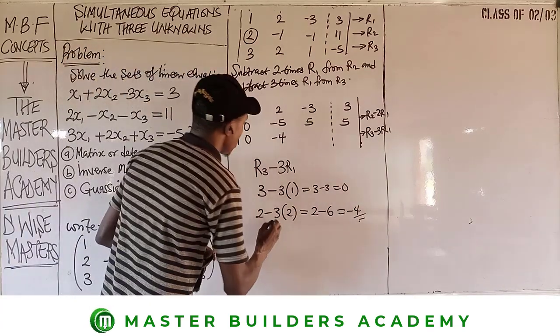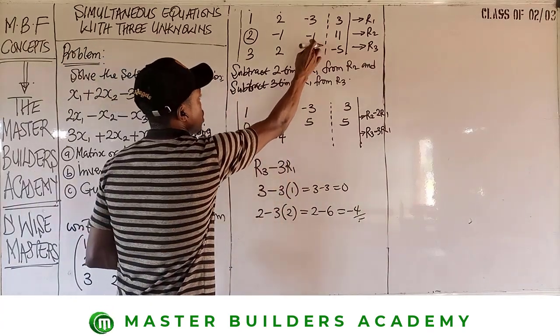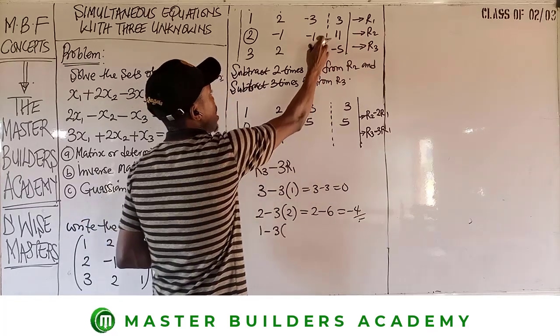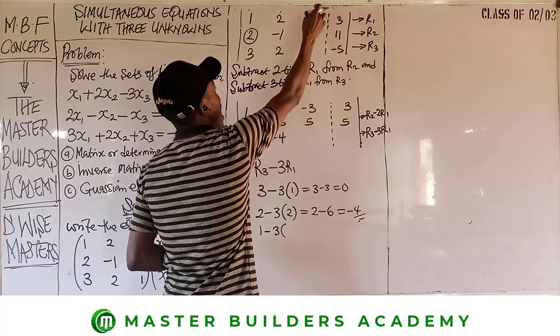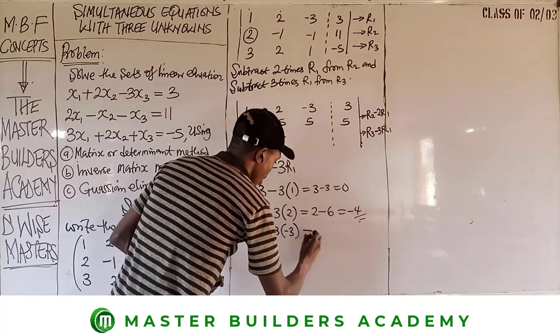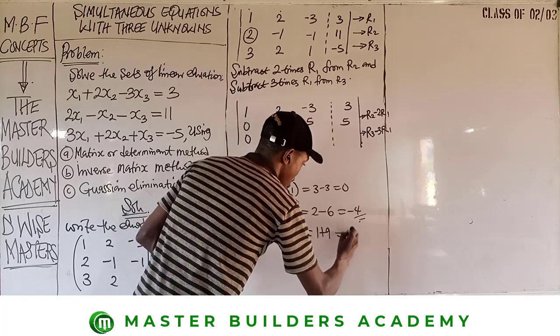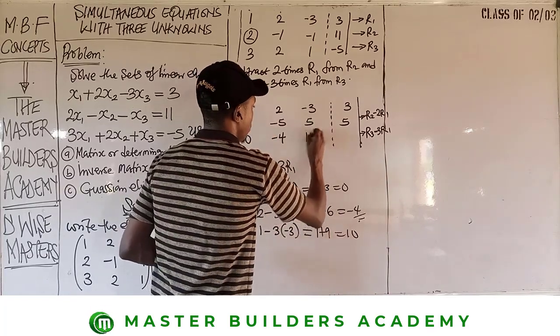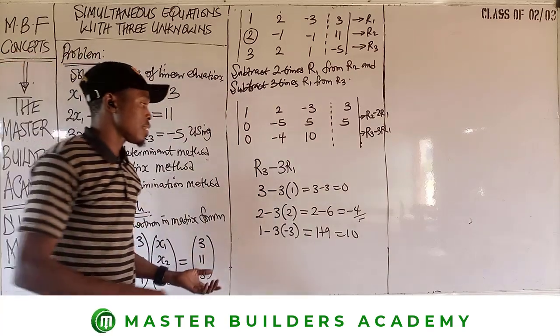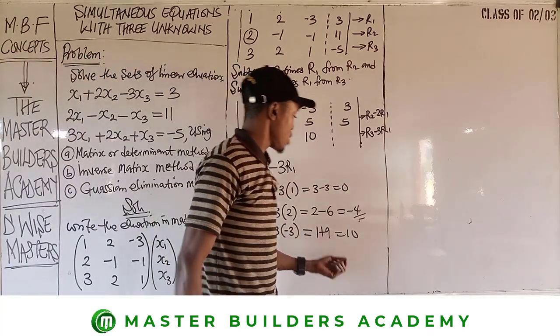Then the next thing we're going to do is to come to this element. We want to replace this one here. Then we put down 1 minus 3 times the equivalent element you have in row 1 on that column. And this is minus 3. This will give us 1 plus 9, and this is 10. So put down 10 here. It's as simple as this.